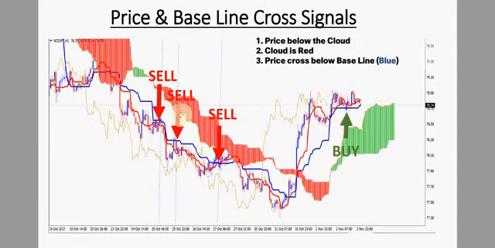Also another example, price touches the blue line here and falls down again, that's a sell signal. Price touches the blue line, which is the Kijun Sen, that's a sell signal. Price touches the blue line, Kijun Sen, and falls back, that's a sell signal. And here is a buy signal. Price touches Kijun Sen and goes up, that's a buy signal.